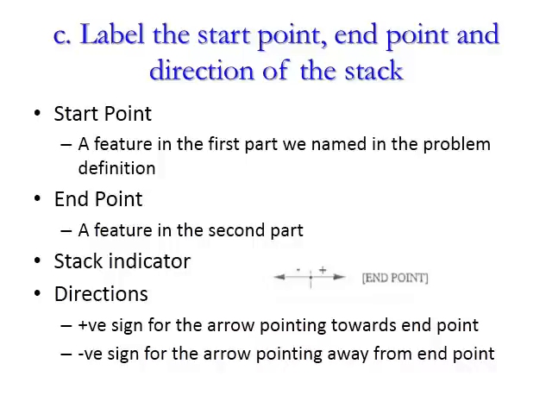Label the start point, end point, and direction of the stack. What is a start point? The start point is a feature in the first part we named in the problem definition. The end point is a feature in the second part. The end point should always be a feature in the second part. Stack indicator as shown in the drawing. Directions: the positive sign for the arrow pointing towards the end point and negative sign for the arrow pointing away from the end point.